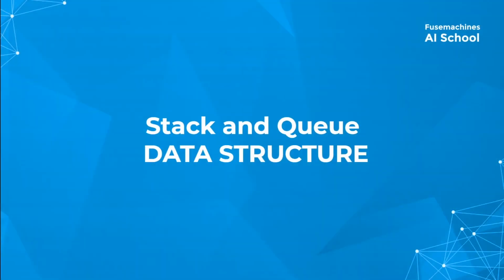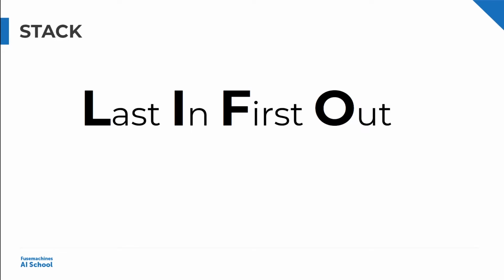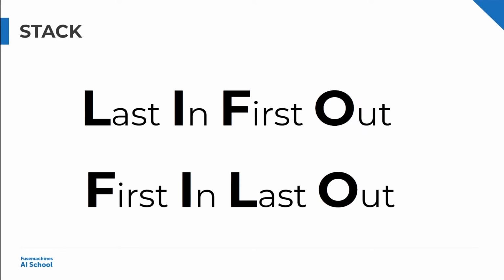In the previous chapter, we talked about arrays. Now we will get familiar with the stack and queue data structures. A stack is a simple linear data structure used for storing data. The last element inserted is the first one to be deleted. Hence, it is also called the last in, first out (LIFO) or first in, last out (FILO) data structure.